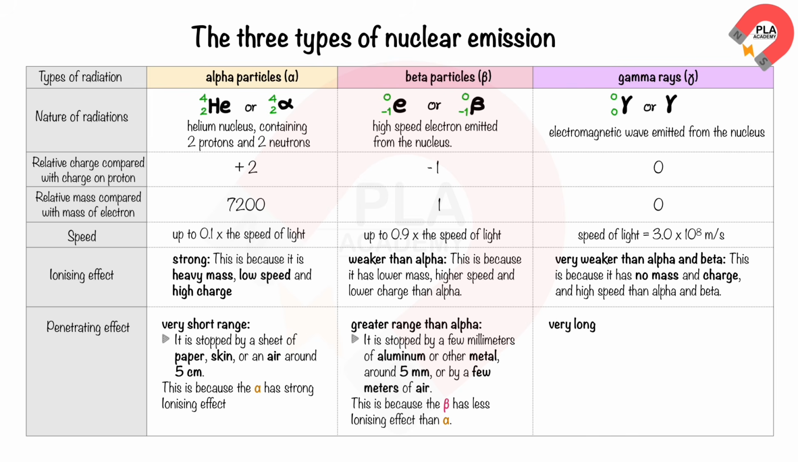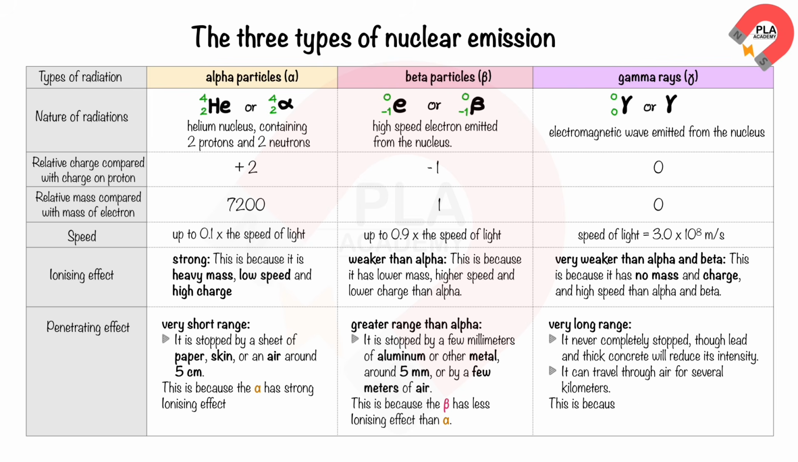Penetrating effect of gamma is very long range. It is never completely stopped, though lead and thick concrete will reduce its intensity. It can travel through air for several kilometers. This is because the gamma has very weak ionizing effect compared with alpha and beta.